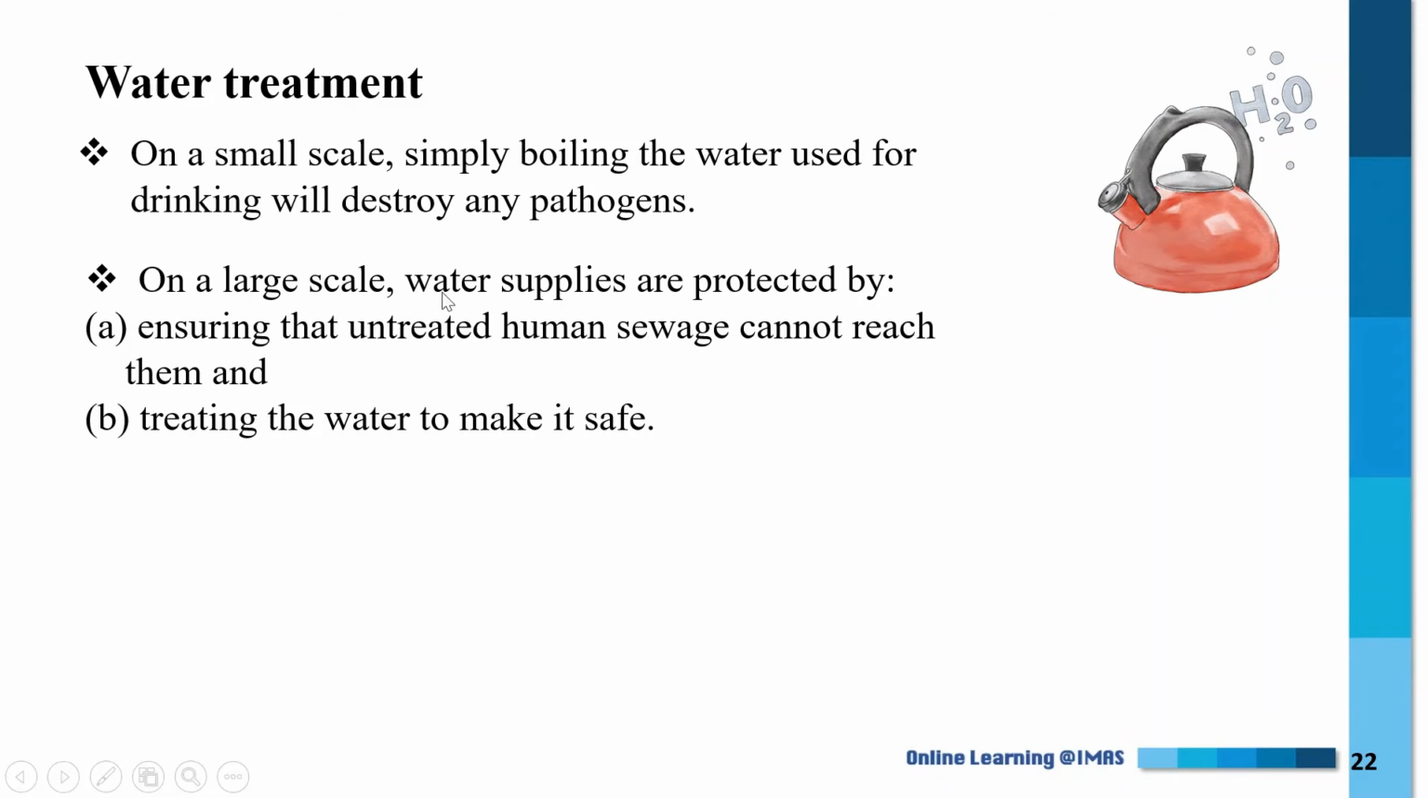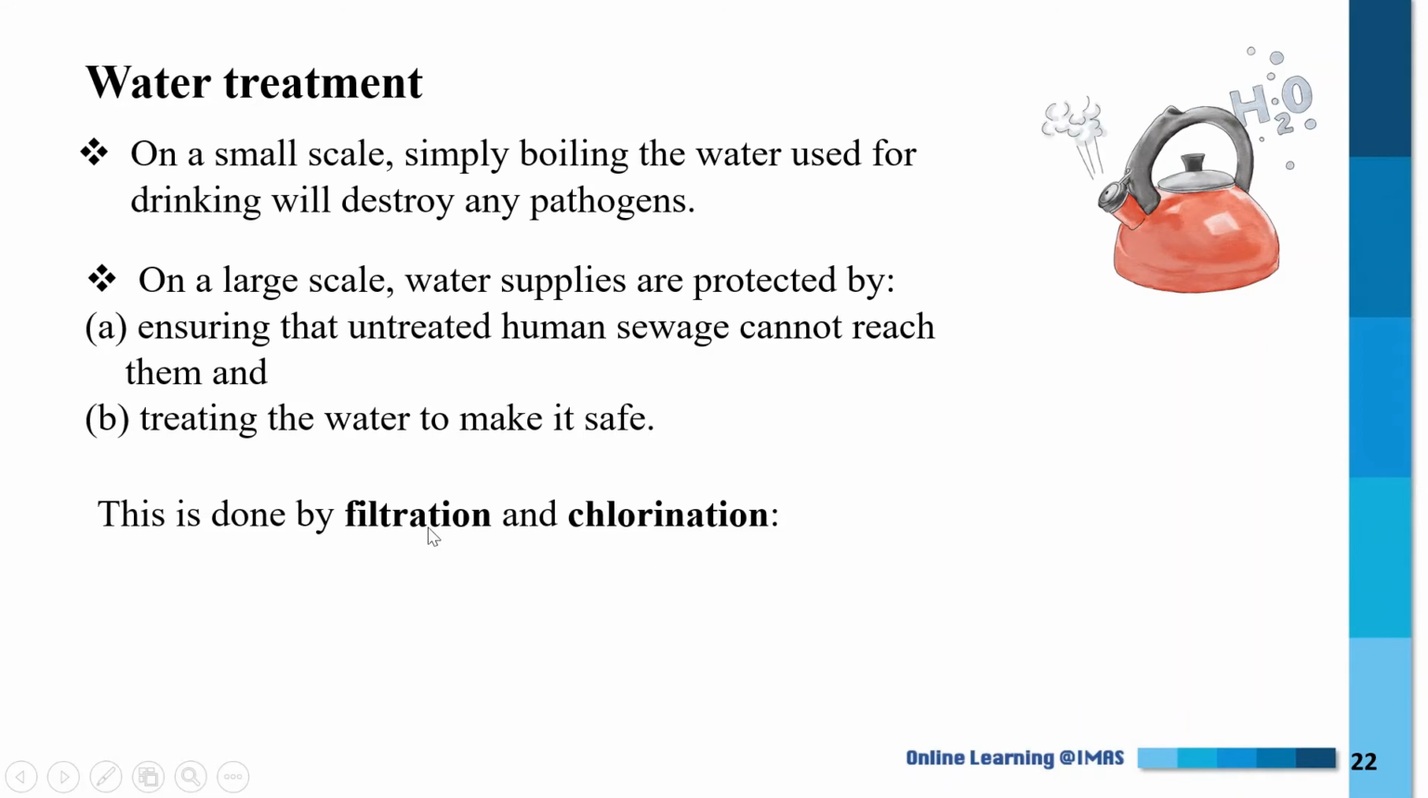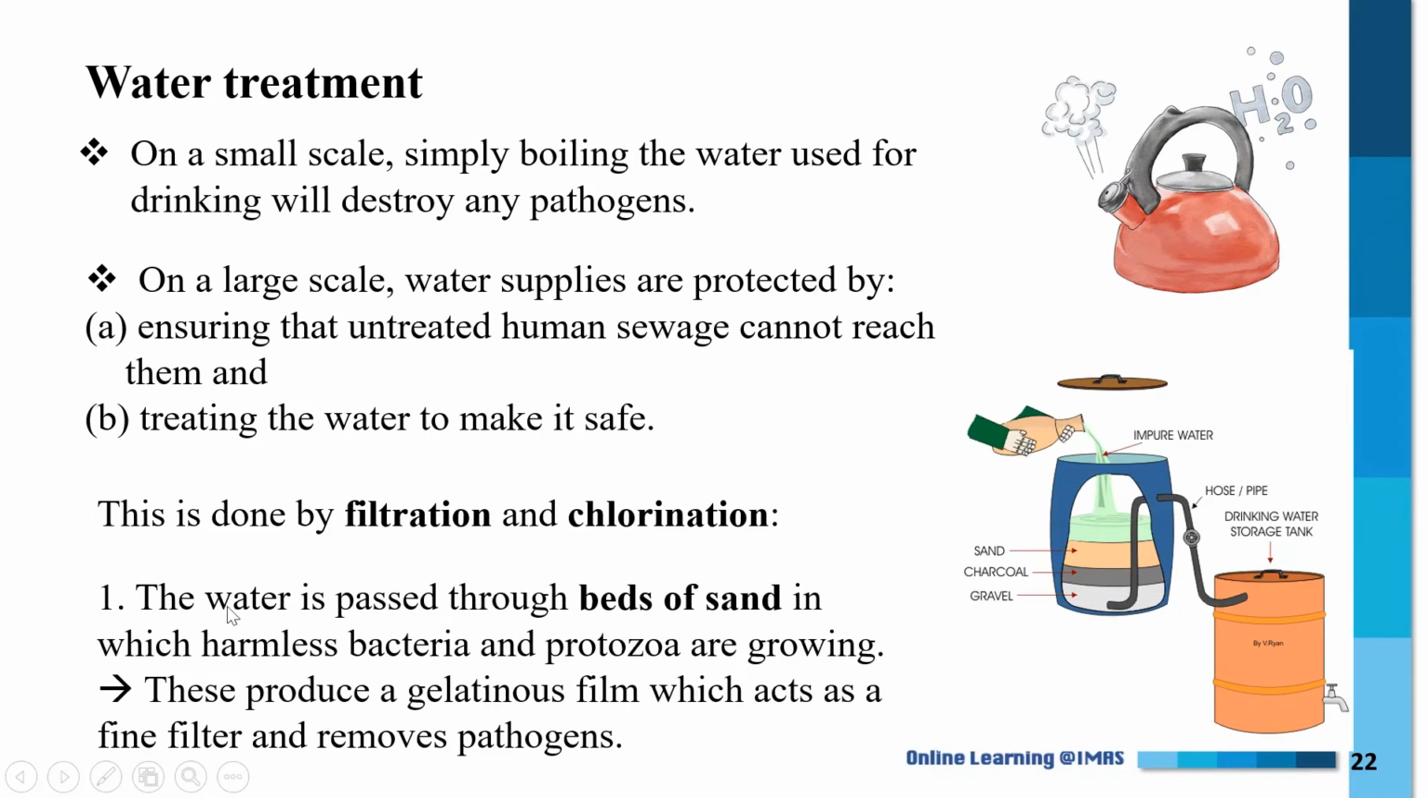On a large scale, water supplies are protected to ensure that untreated sewage cannot reach them, and the water is treated to make it safe. So how do they do it? They use filtration and chlorination. They filter the water. I'm sure most of you have filtered water, but the water we receive in the tap is already filtered, but it still needs to be filtered further. And chlorination.